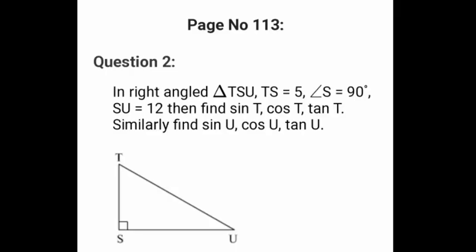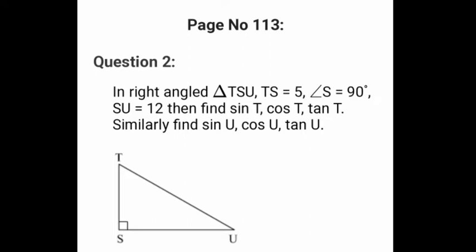Next, directly we will go to problem set 8. The first question is a multiple choice question, so you can do it by yourself. Now, coming to page number 113, that is question number 2. In right angle triangle TSU, TS is equal to 5, angle S is equal to 90, SU is equal to 12. Then find sin T, cos T, tan T, as well as sin U, cos U and tan U.